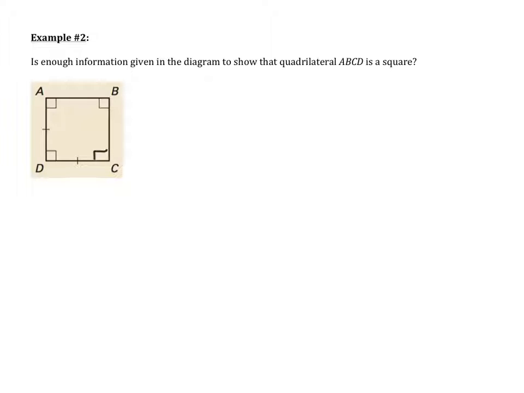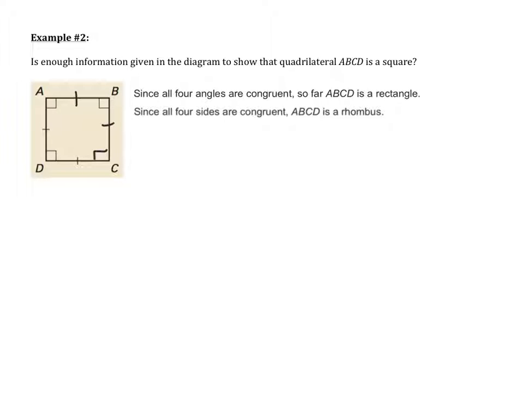If I have a quadrilateral with four congruent angles, I have a rectangle. Since it's a rectangle, I know it's a parallelogram, and in a parallelogram, we have opposite sides congruent. So this side would be congruent to this side, and this side would be congruent to this side. And since we knew that originally AD and DC are congruent, that means that all four sides are congruent. If all four sides are congruent, that means we have a rhombus. And if I have a rectangle at the same time that I have a rhombus, then that quadrilateral is a square. So yes, there is enough information to prove that quadrilateral ABCD is a square.